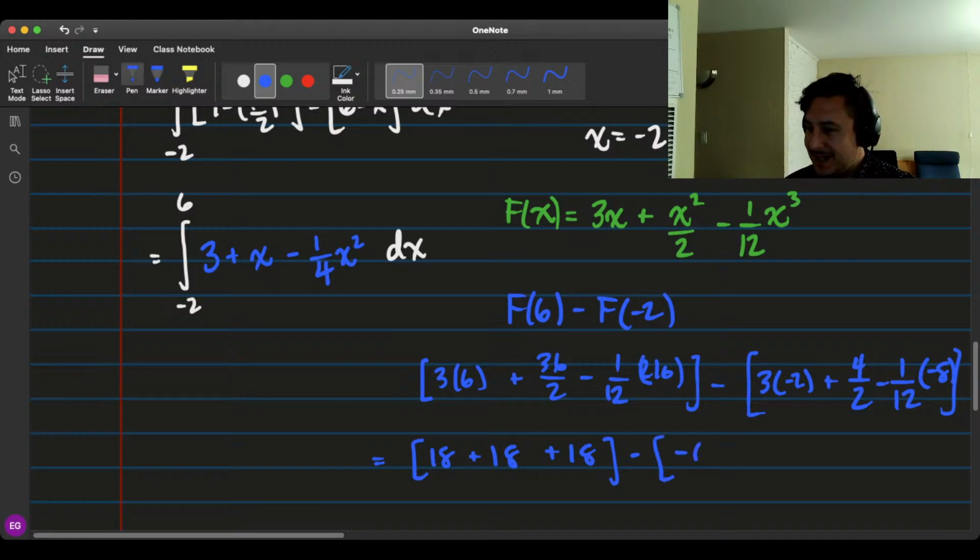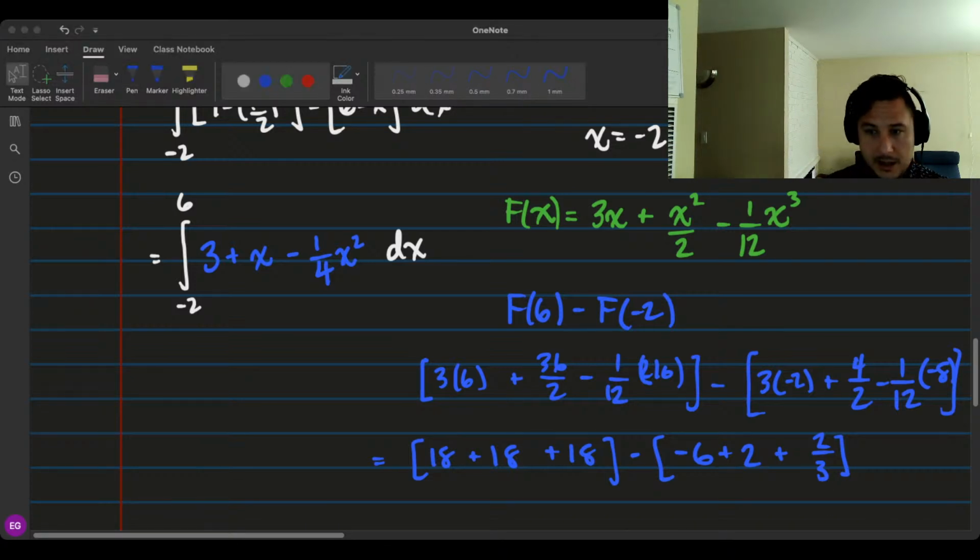3 times -2 is -6. 4 over 2 is 2. That'll become positive 8, so positive 8/12. 8/12 is... they're both divisible by 4, so 2/3. Okay, so if you add all that up, you get 18 plus 18 plus 18 minus 6. No, plus 6, because of the double negative. Minus 2 minus 2/3, which is 172 over 3.